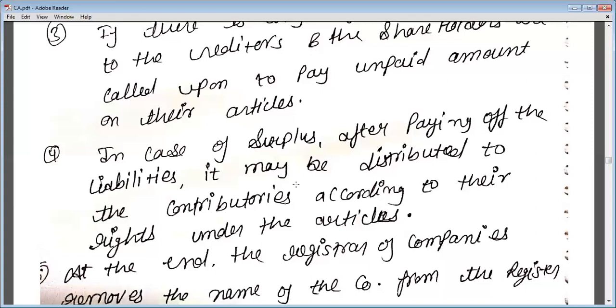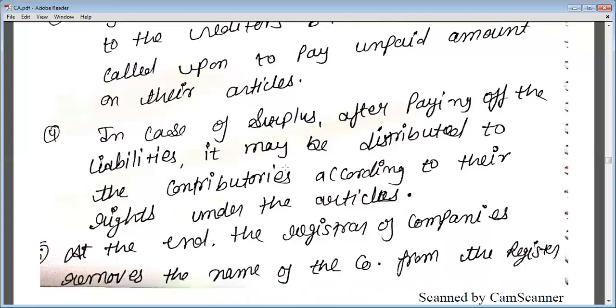Okay, अभी के लिए सिर्फ आपको ये याद रखना है कि आपको जो भी सरप्लस अमाउंट होगा वो आप कंट्रीब्यूटरीज में डिवाइड कर दोगे as per the article of association. Okay, what is your article of association or article of company? You will distribute that surplus amount among the contributors. Then what do you understand by contributors? Contributors की डिटेल और हम पढ़ेंगे आगे लेक्चर में. तो अभी के लिए आप ये ध्यान रखना है कि सरप्लस अमाउंट होगा वो contributors में आप डिस्ट्रीब्यूट कर देंगे as per the rights and regulations under the article of association.